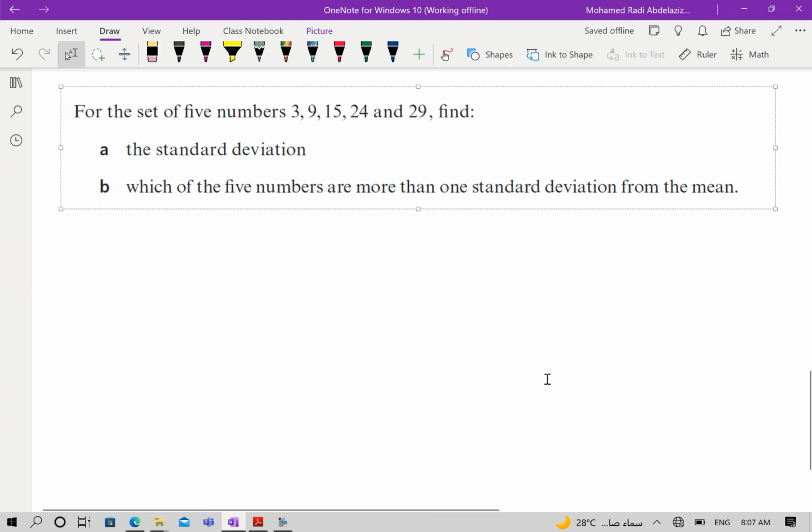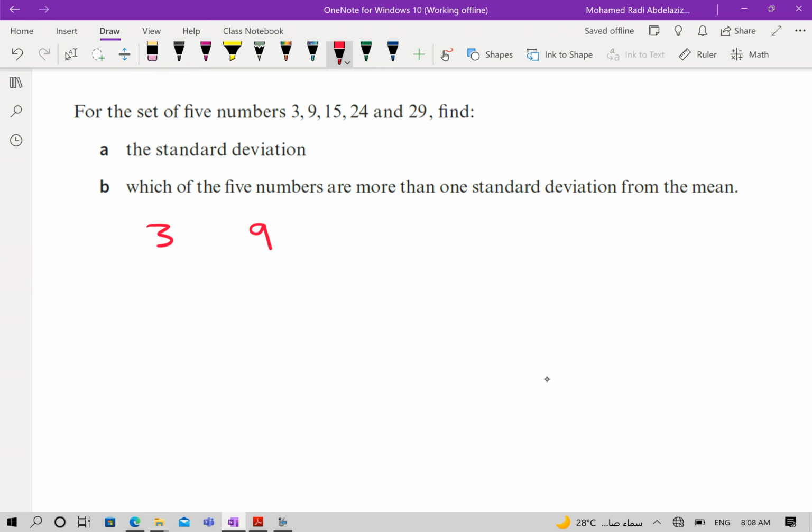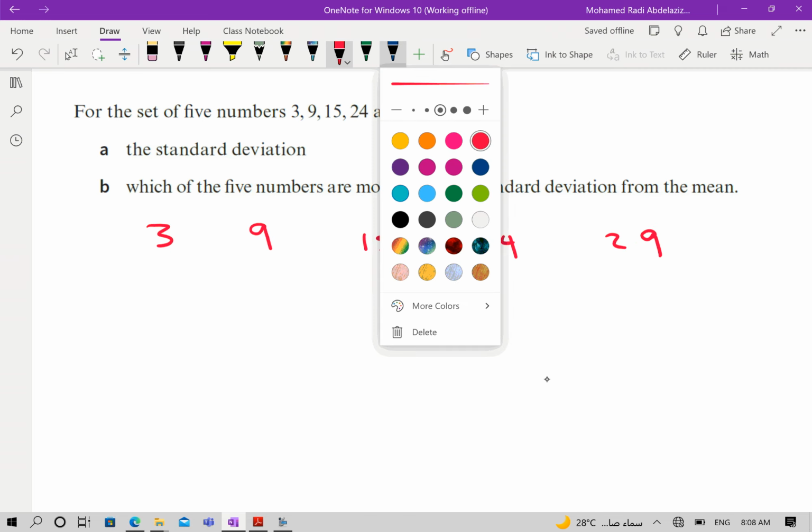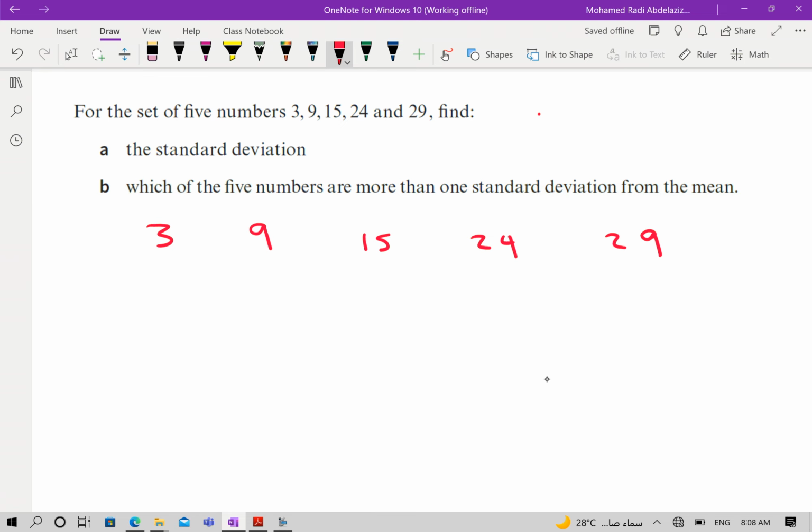Again, we have 5 values. It's better to arrange them ascending or descending: 3, 9, 15, 24, and 29. How to calculate the average? Mu is sum of x over n. Mu, we can also write as x bar.